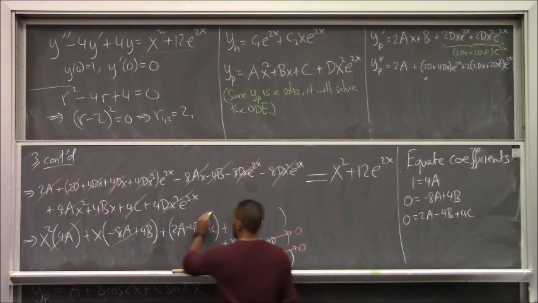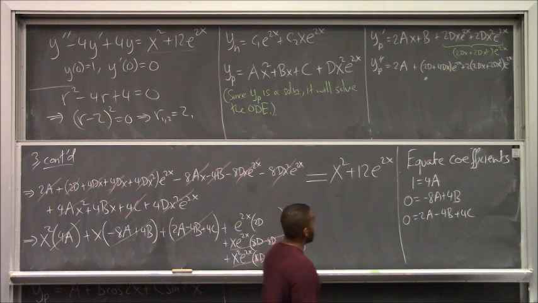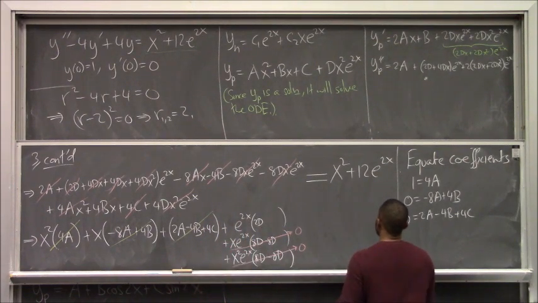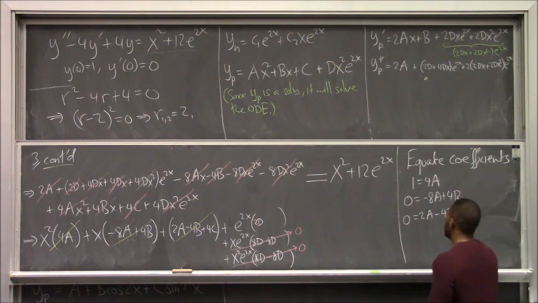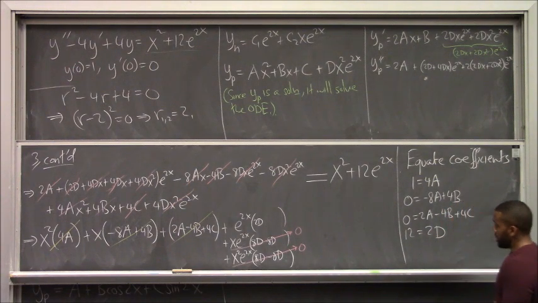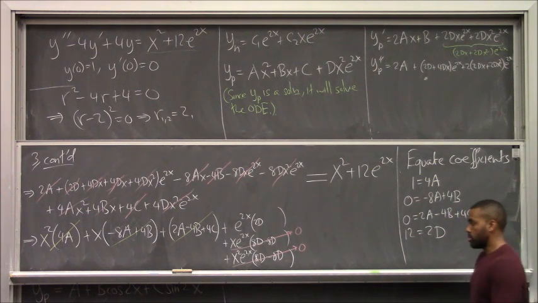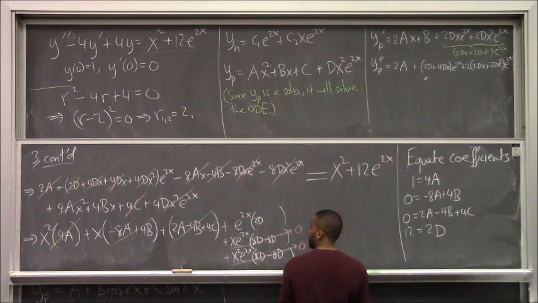That accounts for this. Now the number of e to the 2x's on that side must be the number of e to the 2x's on this side, which means that 12 is going to be equal to 2d. So now you realize I have 4 equations and 4 unknowns. I can solve this.